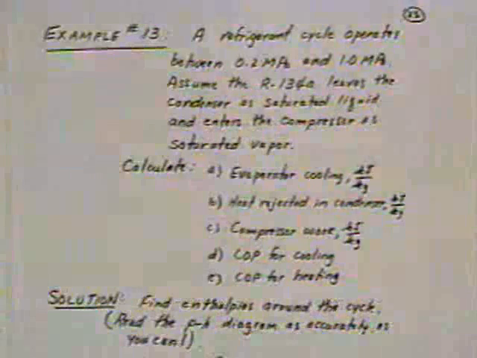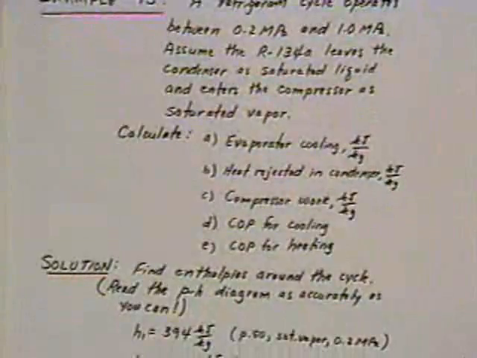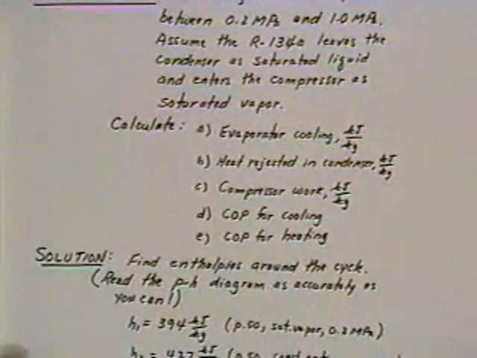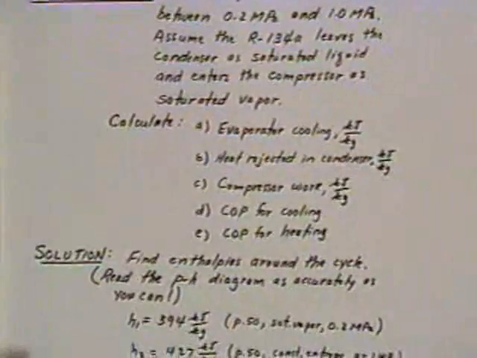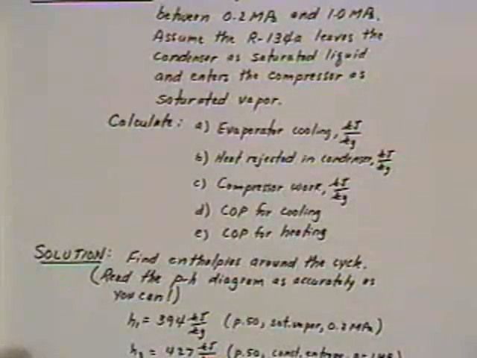So coming back to example 13 again, what we'd like to do is a complete cycle analysis on this problem. We'd like to calculate the evaporator cooling, in kilojoules per kilogram. We'd like to determine how much heat is rejected in the condenser, also in kilojoules per kilogram. We'd like to determine the compressor work, kilojoules per kilogram, and we'd like to determine the coefficient of performance for heating and the coefficient of performance for cooling.